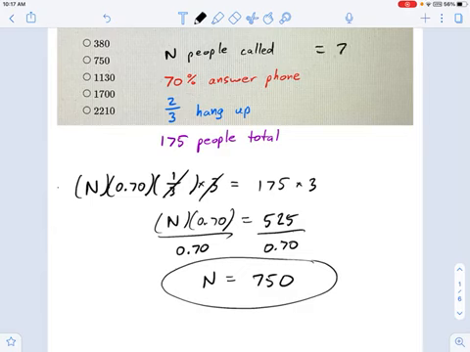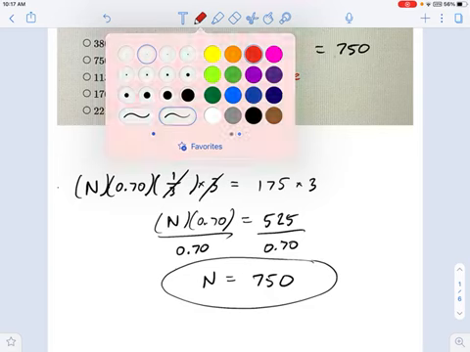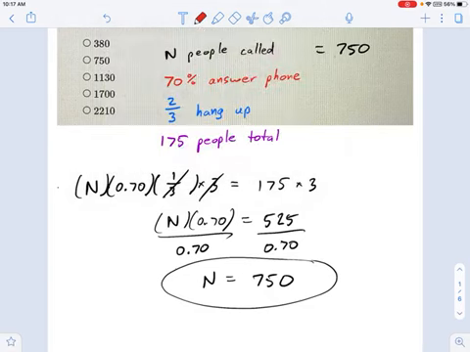Okay, so let's just run through the math and I'll show you how this works in the other direction. 750 people called, right? 750 times 0.7. That means 525 picked up the phone. And if 2/3 hang up, how many are left? Well, 525 divided by 3 means 175 are left on the phone. Okay, so that's how you go through this backwards, setting up an algebra problem.